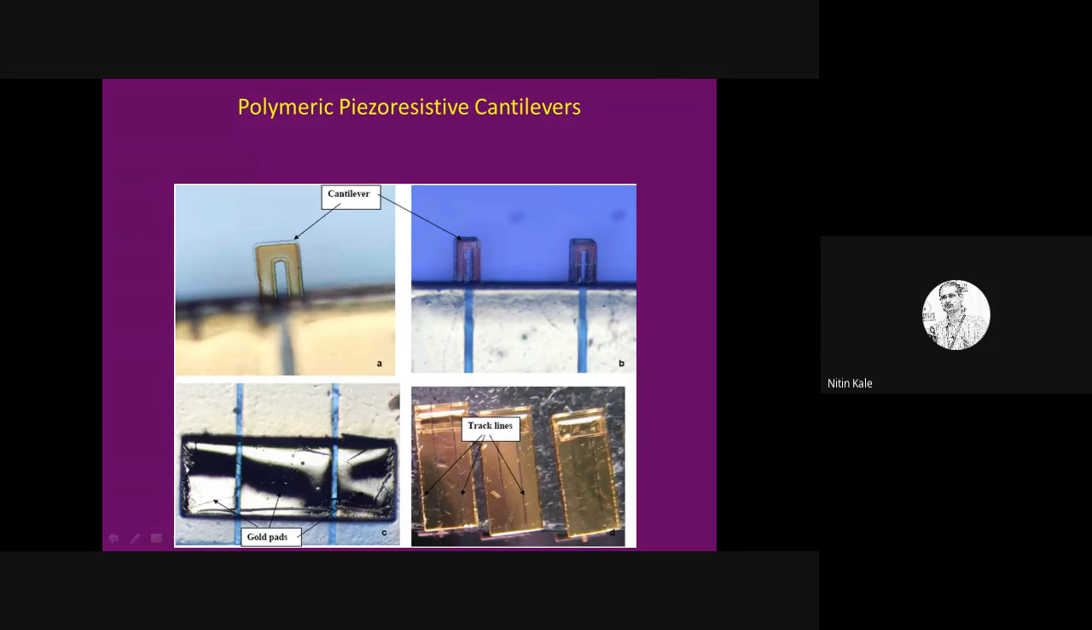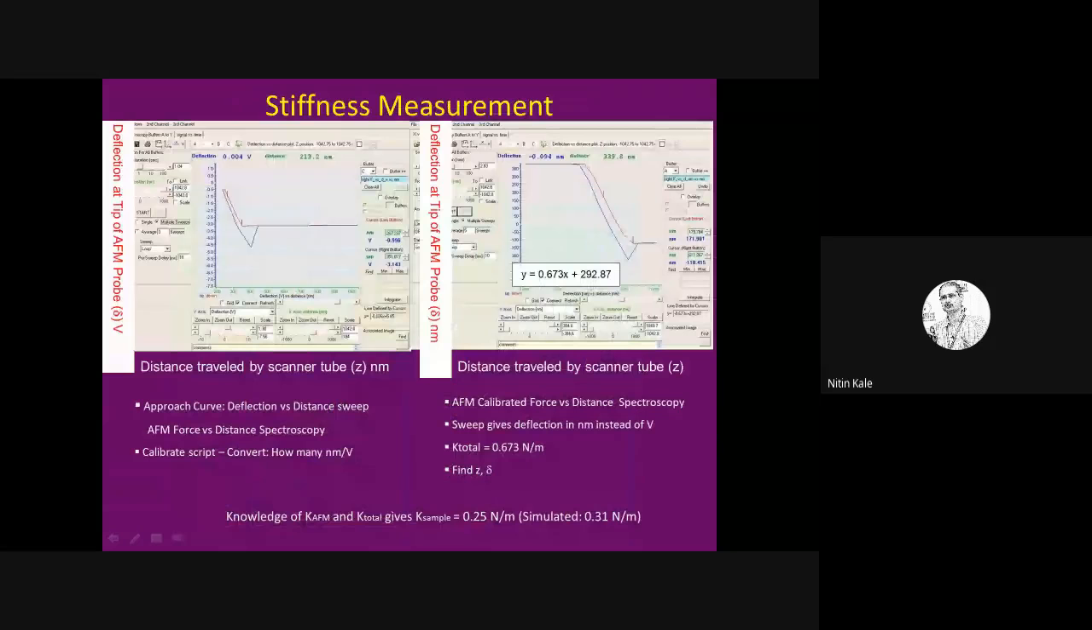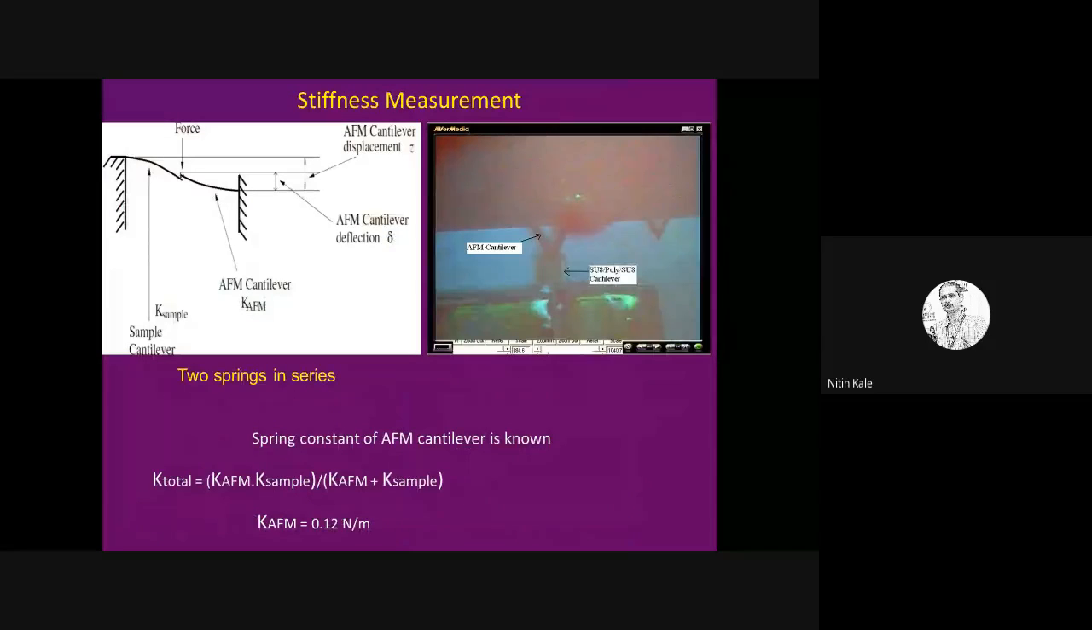Now, this device needs to be characterized. When I say characterization, I would like to find the stiffness of the device. So what we do is bend the cantilever with another cantilever whose stiffness, that is, spring constant, is known. These two cantilevers form a spring system in series. If you know the total stiffness, and you know the stiffness of one cantilever, then you can find the stiffness of the cantilever that you had fabricated.